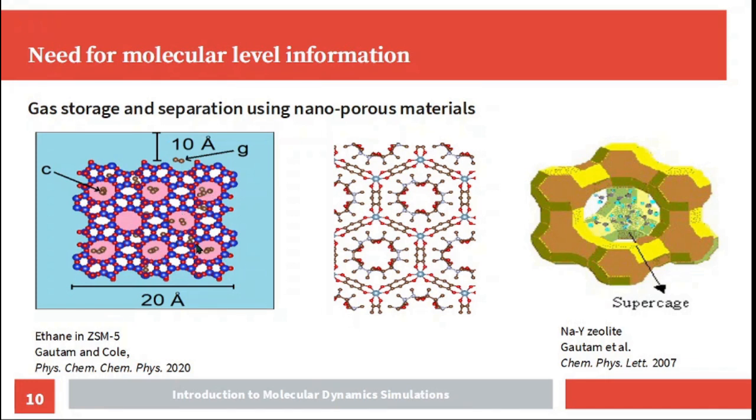Once these molecules are trapped into these pores, because of the strong interaction with the substrate, that is with the silicon and oxygen here, it is sometimes difficult for these molecules to escape, and this way you can store gases. Another example is that of hydrogen.